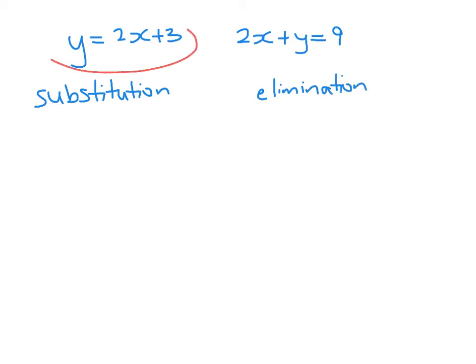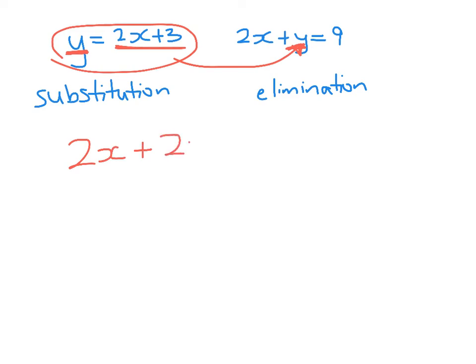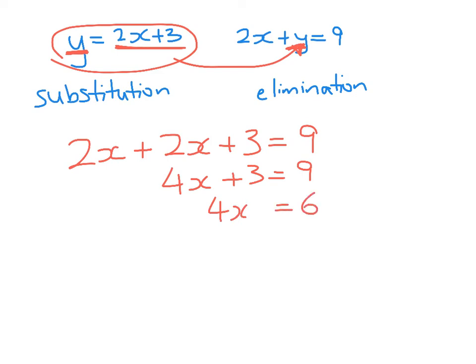In this case, you're given an equation that says y equals blah blah blah. So substitution is a pretty easy way to go. What we do is we take this equation here and we say, well, y is the same as 2x plus 3, so when we see y over here, we're going to substitute in 2x plus 3. So this is what we get. 2x plus 2x plus 3 equals 9. 4x plus 3 equals 9. 4x equals 6. X equals 6 over 4, which will simplify to 3 over 2.